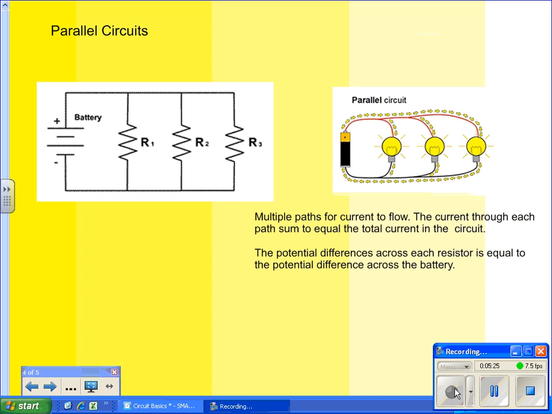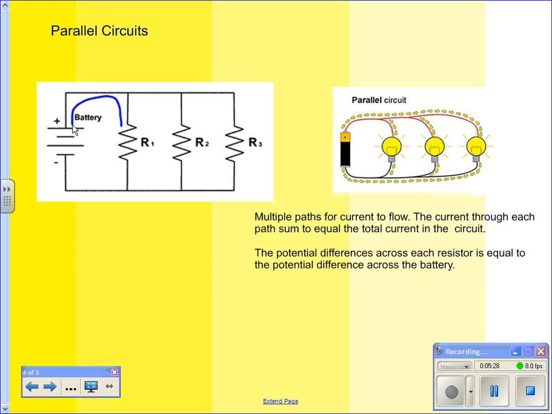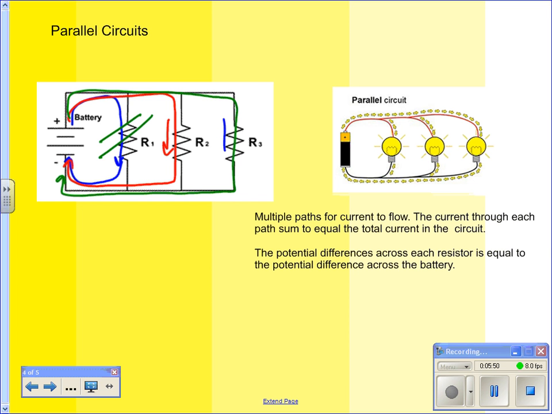For a parallel circuit, there's multiple paths. So in this case, current can take this path back to the battery. Current can take this path back to the battery. Or current can take this path back to the battery. So if we do shut off one of these paths, say something breaks this path, there's still two other paths for current to flow through. We'll see that this has a lot of benefits, especially in designing electricity in your home. So there's multiple paths for current to flow through in this type of diagram.